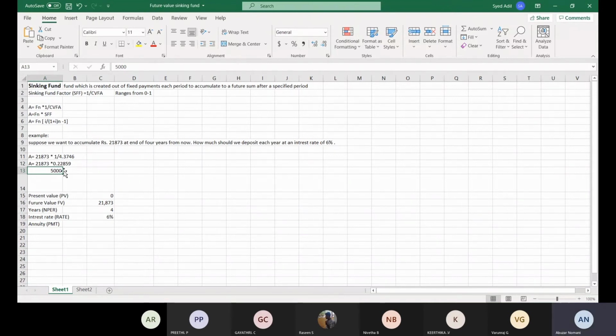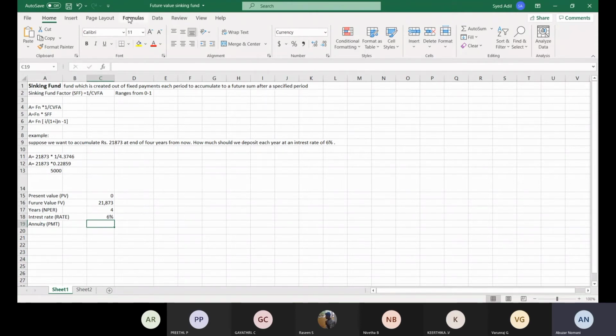Is it clear? We can get the amount of 5,000. Now, with the help of Excel, how can we perform this? I will show you in this Excel format, if we can find it out with the formula.